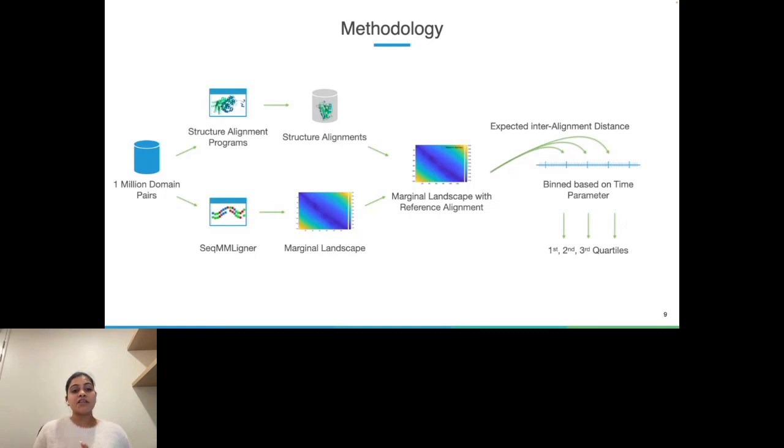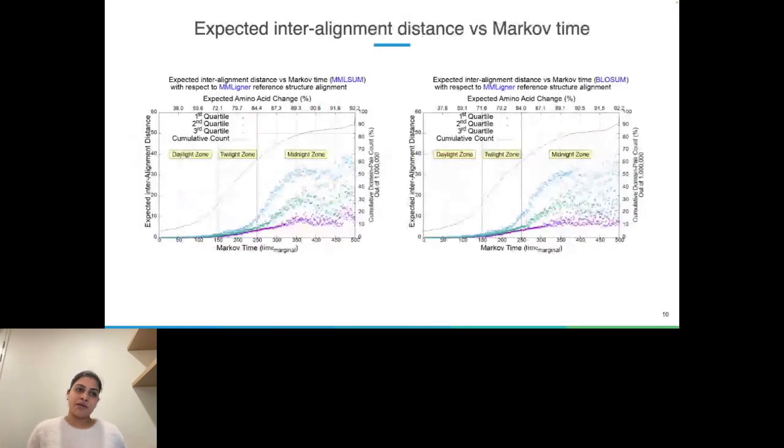Finally, we could visualize the variation of the expected interalignment distance versus the Markov time for all these combinations of stochastic matrices and reference structure alignments. Results of 2 of these are shown here. The bottom axis represents the time parameter associated with the stochastic Markov matrix used. Associated with this time parameter is the expected amino acid change as shown in the top here.